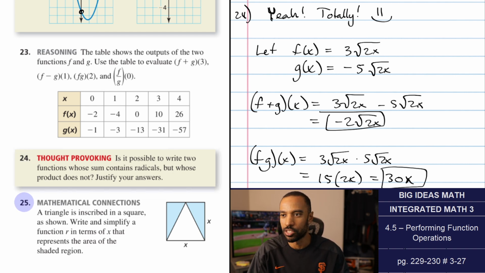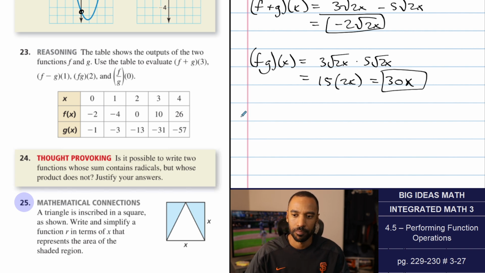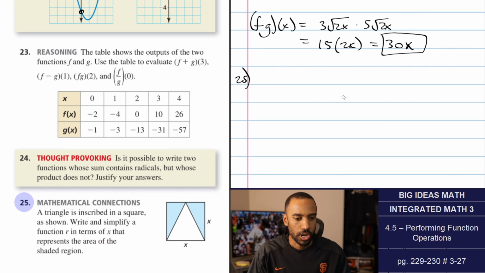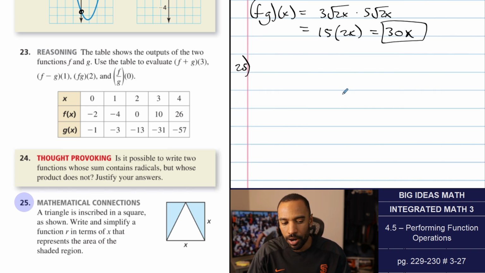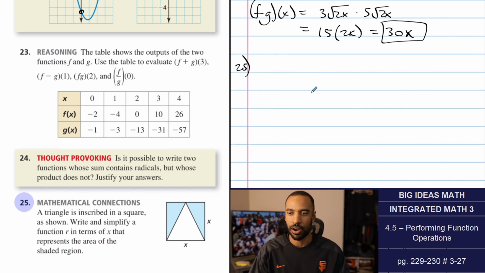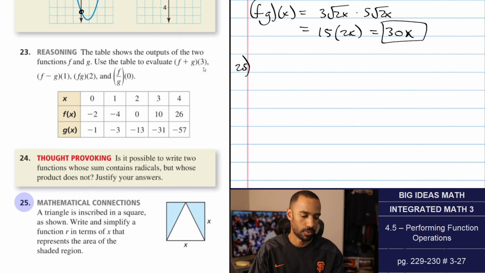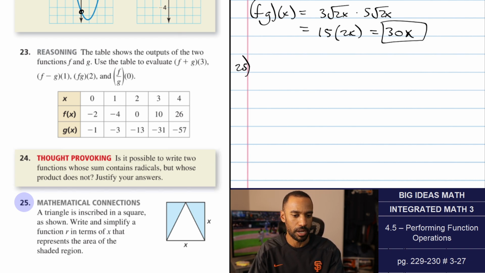All right, number 25, mathematical connections. A triangle is inscribed in a square, as shown. They didn't say what type of triangle, they just said it's inscribed. Write and simplify a function r in terms of x that represents the area of the shaded region. Okay, this is one to copy and paste so I can talk manipulation here.